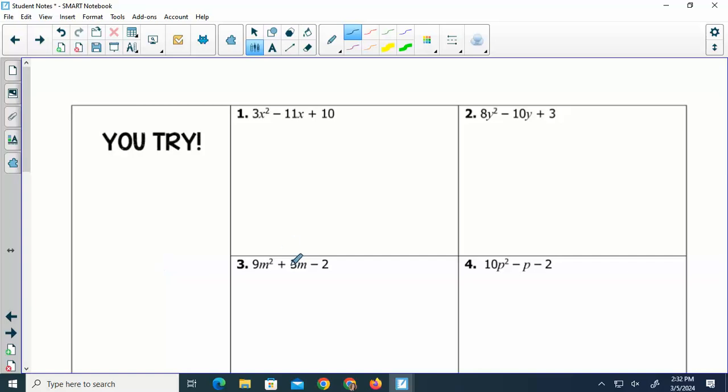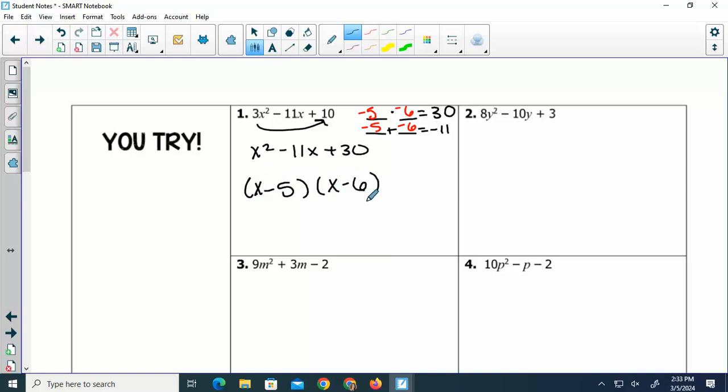Tell me what I do first. So we get x squared minus 11x plus 30. So multiply to a positive 30, add to a negative 11. I hear people whispering. What is it? Negative 5 times negative 6 is 30. Negative 5 plus negative 6 is negative 11. X minus 5, x minus 6. Now what?